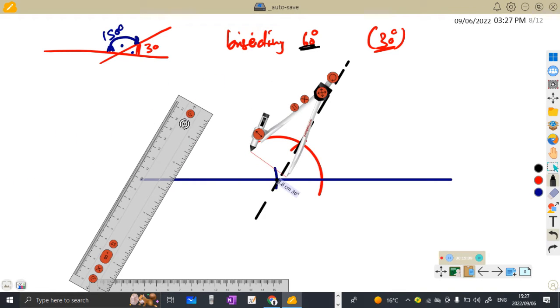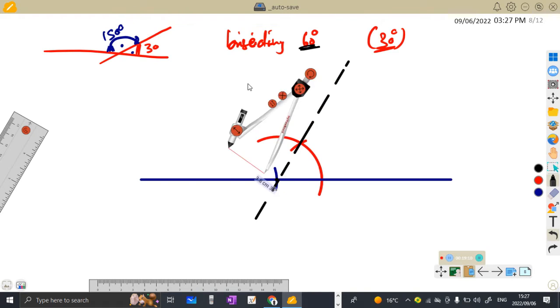Now I need to bisect, and take note, guys, on bisecting. This is what I want you to take note of, what you're bisecting.